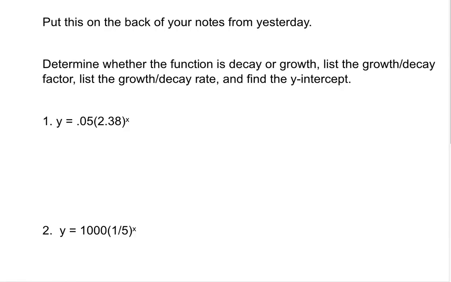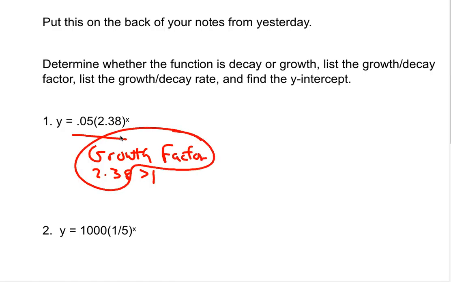So first one, I got y equals 0.05 times 2.38 to the x. I want to know what's decay or growth first off. And hopefully you're confident that that's growth. 2.38 is greater than 1, so that's why it's growth. What's the factor? That actually is the growth factor. The 2.38 is the growth factor.